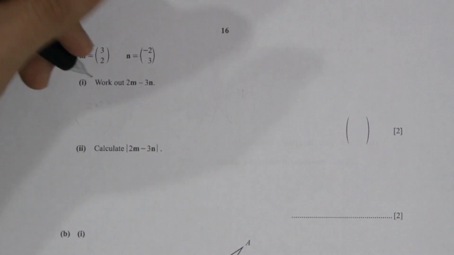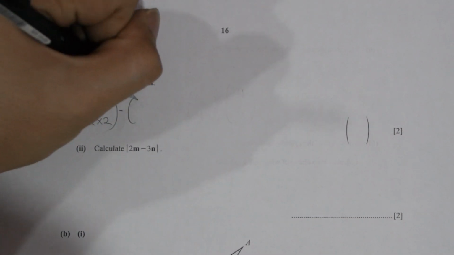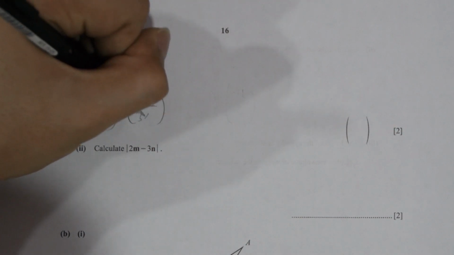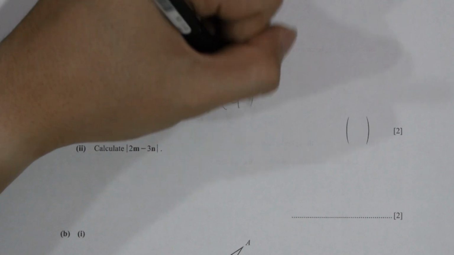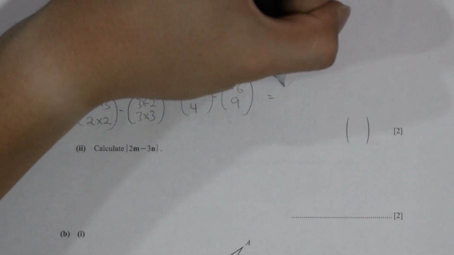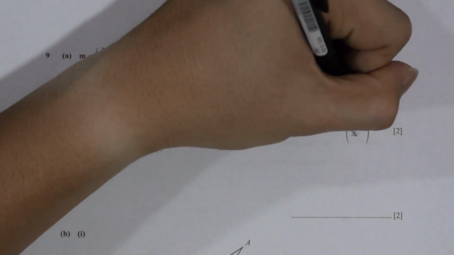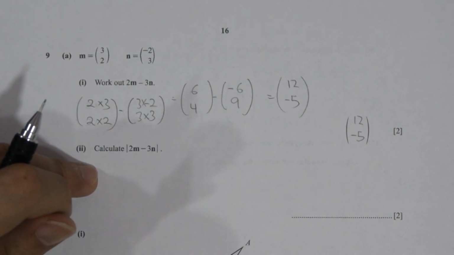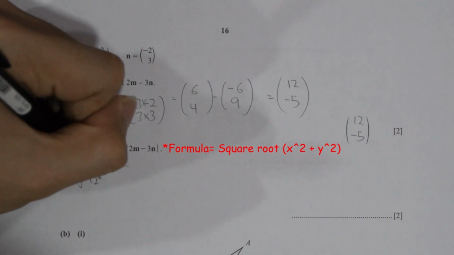So the next question, question 9. The first part is actually matrix. All you need to do is take m, the 3 and 2, you times 2 to it. As for the n part, you times a 3. So the tricky part here is the negative sign that is inside n, and also the given formula itself, 2m minus 3n.